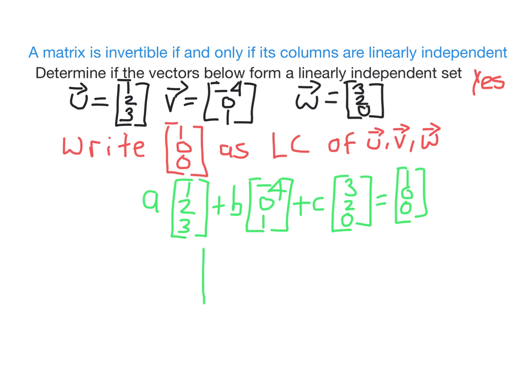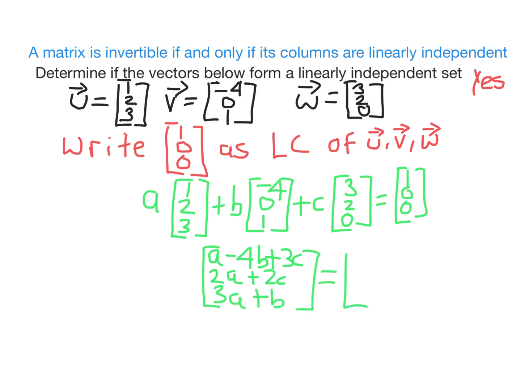So let's look at the first component in each vector. We have 1 times A minus 4 times B plus 3 times C. Looking at the second components, we have 2A plus 2C. And then the third component's 3A plus B. And that has to give us 1, 0, 0.